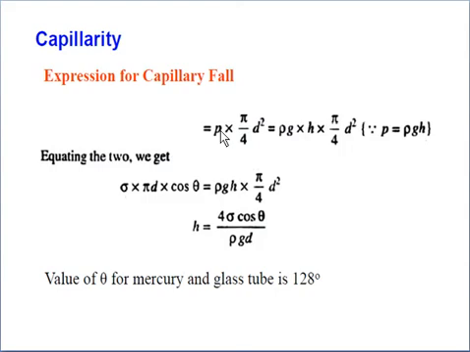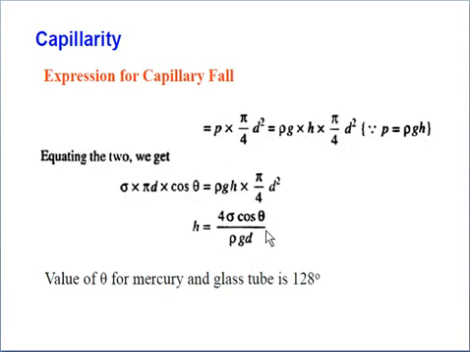By comparing these two, we get sigma into pi d into cos theta is equal to rho g h into pi by 4 into d square. So the final expression for capillary fall will be h is equal to 4 sigma cos theta divided by rho g d.